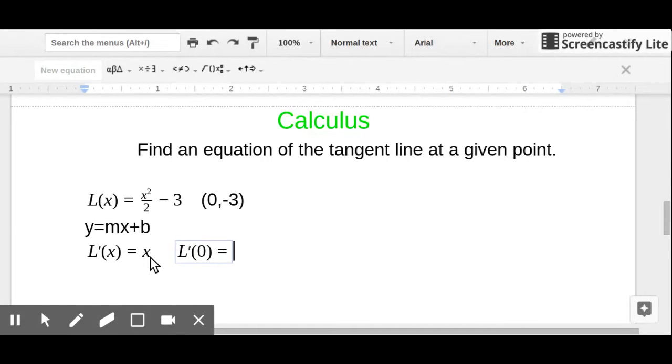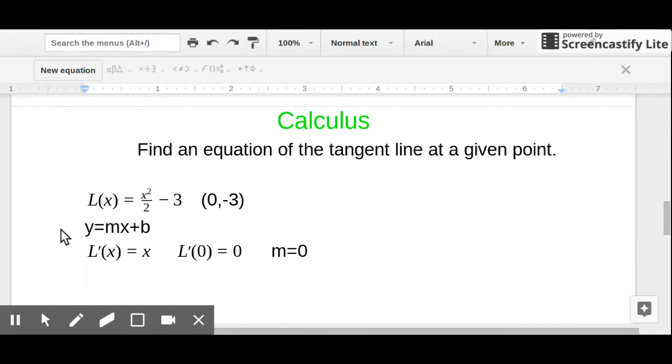And when we plug 0 in, we just get 0 out. So the slope, m, is equal to 0. And of course, we could see that just by looking at the graph, that m was going to be equal to 0 because our tangent line was a horizontal line.